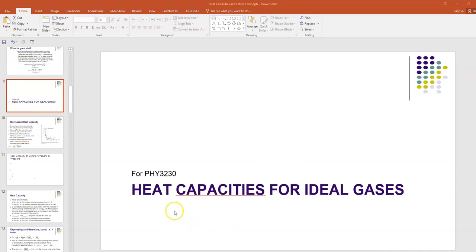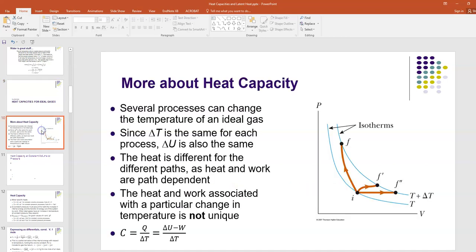Hi everyone. In today's lecture, I'd like to talk to you about heat capacities for ideal gases. In a previous lecture, I talked about the heat capacity for solids and liquids, so if you need that introduction, you can go back and watch that in a separate lecture. But for now, moving on, let's talk about ideal gases and the heat capacity.